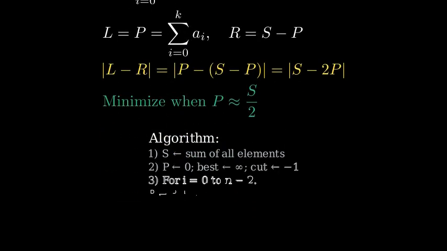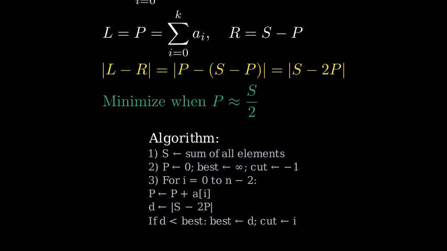We can find the best cut in two passes. First, compute capital S by scanning once. Second, scan again with a running prefix P. At each cut position, compute the absolute value of S minus 2P. Keep the position with the smallest value. That is linear time and constant space.